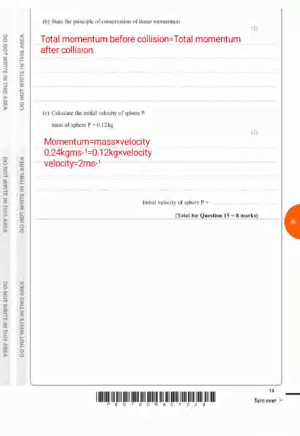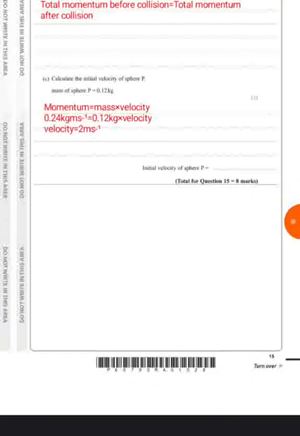Then part C. Calculate the initial velocity of sphere P. Mass of sphere P is given as 0.12 kilograms. So the equation for momentum is mass into velocity. So we can take the momentum from here. So 0.24 kg m s^-1 equals 0.12 multiplied by velocity. So we make velocity the subject and we get 2 m s^-1 as the initial velocity.